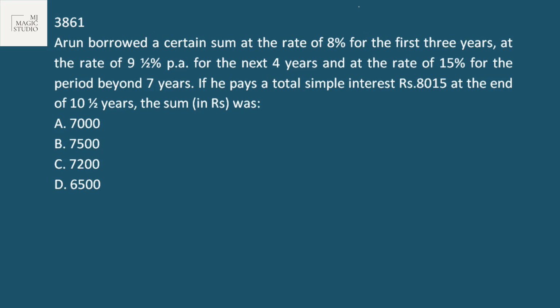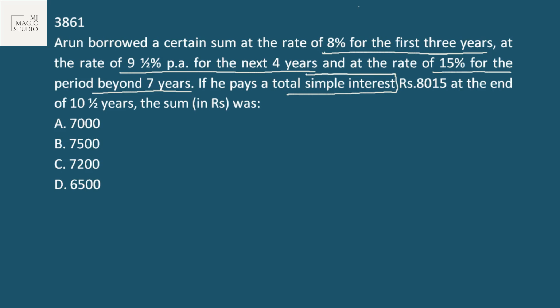So this is from simple interest. We have taken one example from simple interest. Arun borrowed a certain sum at a rate of 8% for the first 3 years, at the rate of 9.5% for the next 4 years, and at the rate of 15% for the period beyond 7 years. That is the interest slab he needs to pay. If he pays a total simple interest, now life is very simple because it is simple interest, at the end of 10.5 years. So let's first calculate how much interest is paid by him.